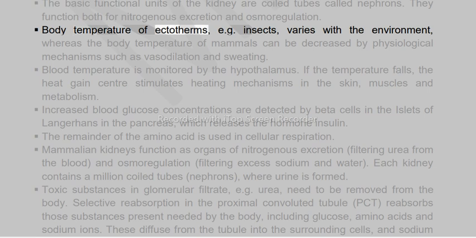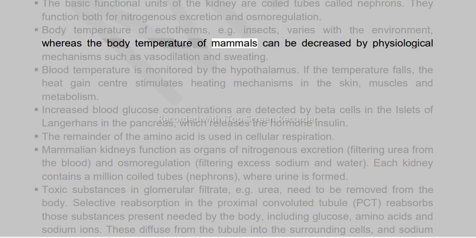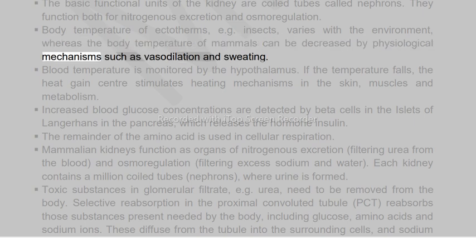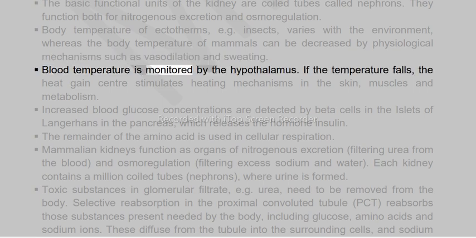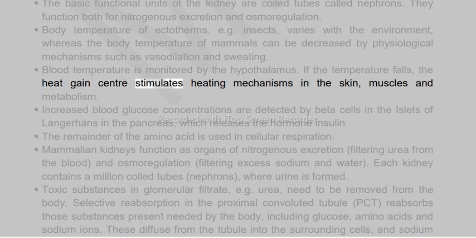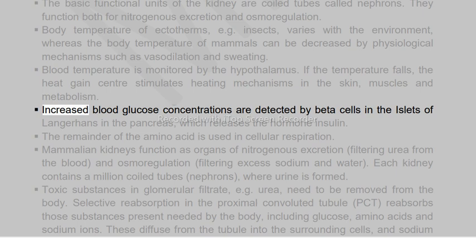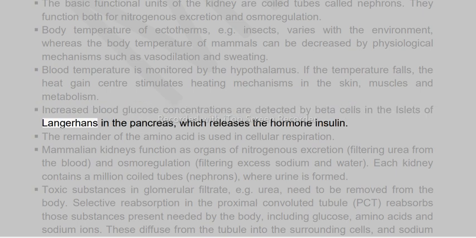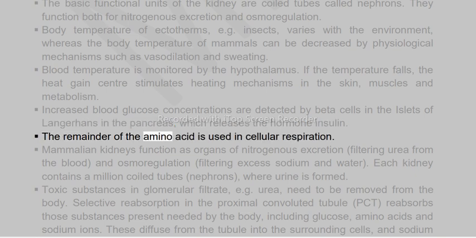Body temperature of ectotherms, e.g. insects, varies with the environment, whereas the body temperature of mammals can be decreased by physiological mechanisms such as vasodilation and sweating. Blood temperature is monitored by the hypothalamus. If the temperature falls, the heat gain center stimulates heating mechanisms in the skin, muscles, and metabolism. Increased blood glucose concentrations are detected by beta cells in the islets of Langerhans in the pancreas, which release the hormone insulin. The remainder of the amino acid is used in cellular respiration.